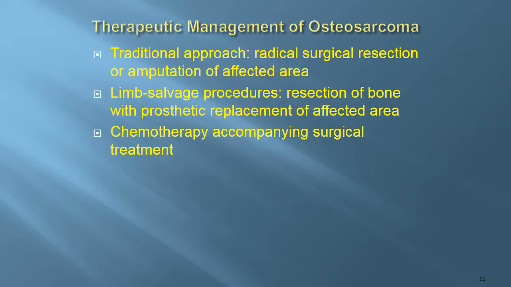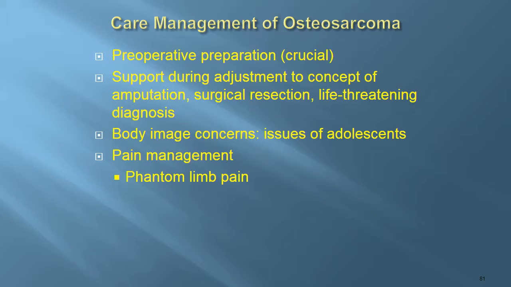The traditional approach to manage osteosarcoma would be a radical surgical resection or amputation of the affected area. Limb-salvage procedures may be possible where the bone is resected and a prosthesis replaces the affected area. Chemotherapy may accompany the surgical treatment. Preoperative preparation is essential when managing care of a patient with osteosarcoma.